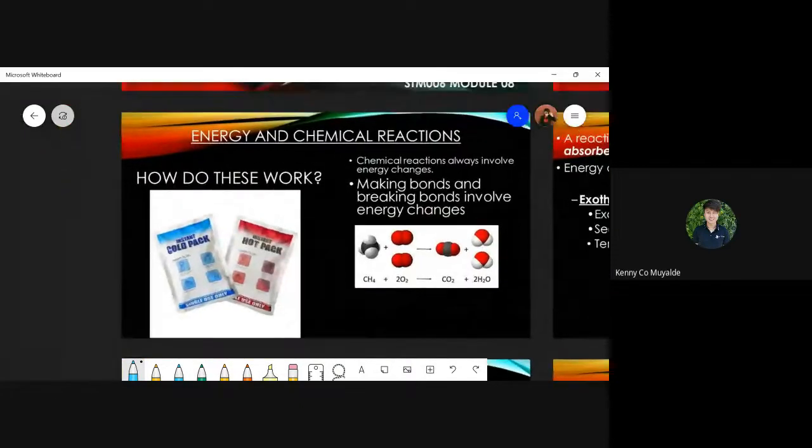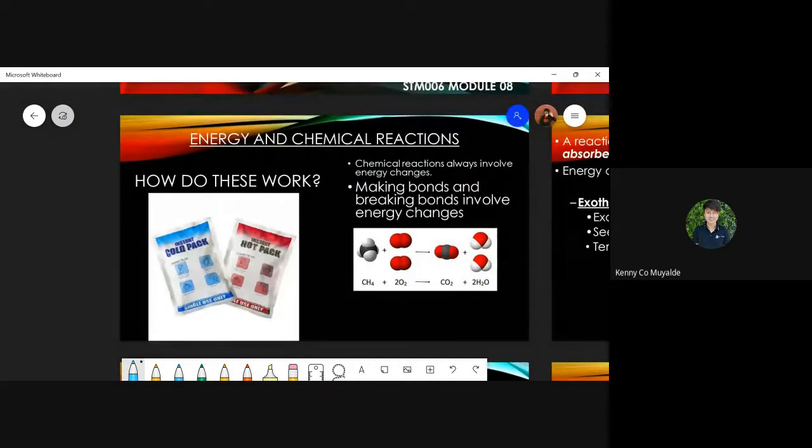So, energy and chemical reactions. If you can still remember our STM005, dinefine natin ang chemistry, di ba? As a branch of science that deals with number one, properties of matter. Ito yung phases of matter: solid, liquid, gas, plasma, Bose-Einstein. Andito din yung intensive properties, extensive properties. Nandito din yung mga chemical and physical properties ng substances.